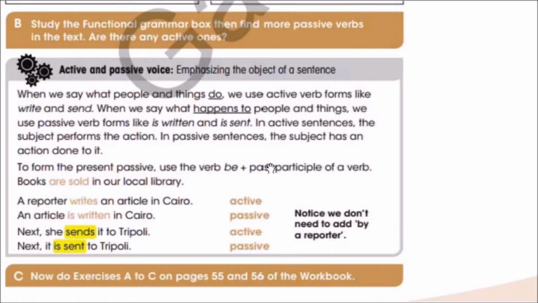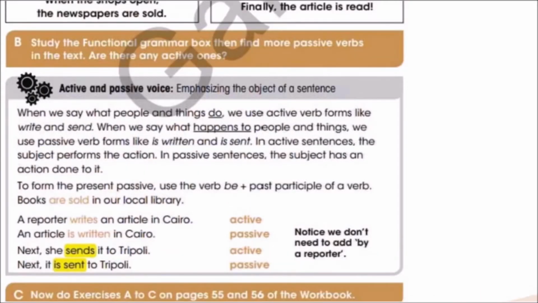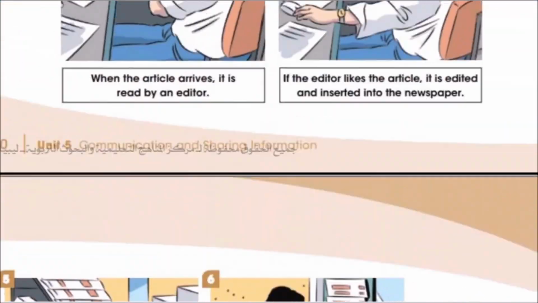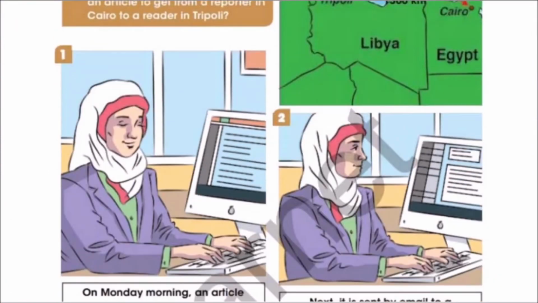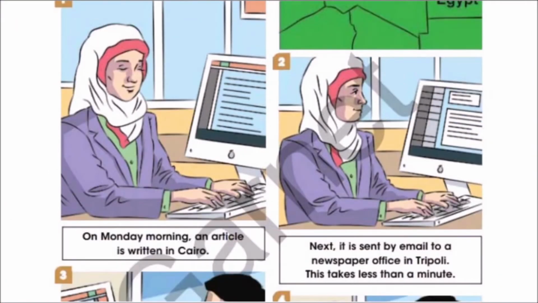Now, let's answer the question. We need passive verbs and active verbs. Now, I will put a line under the passive ones and a rectangle on the active ones. Let's start from the beginning. You can stop the video to answer this question and then come back and check. Now, let's check.